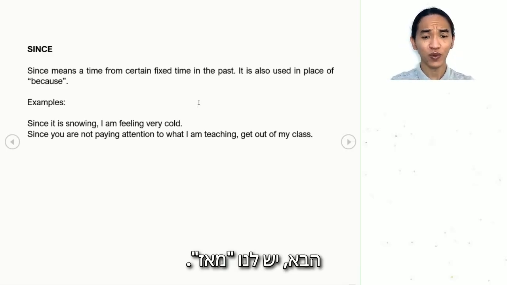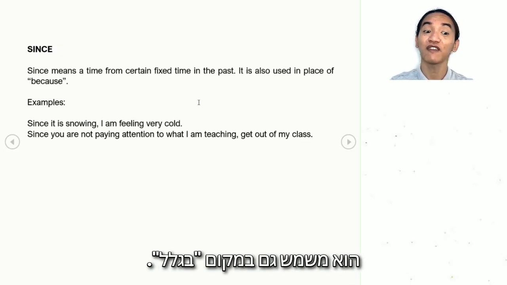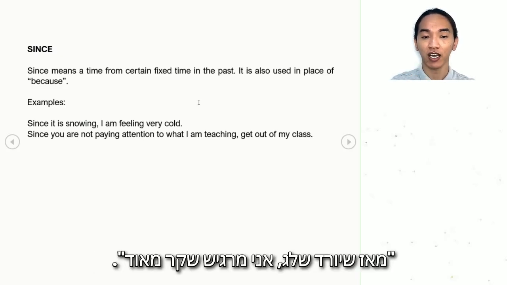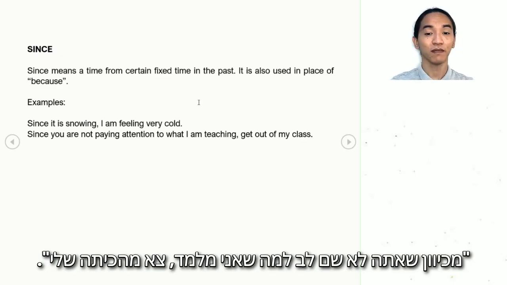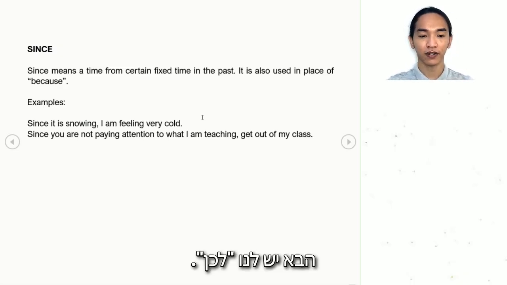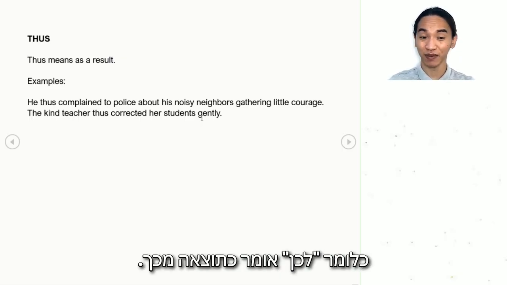Next, we have since. Since means a time from a certain fixed time in the past. It is also used in place of because. Okay, in this case, normally since we use it for because. Since it is snowing, I'm feeling very cold. Since you are not paying attention to what I am teaching, get out of my class. Okay, because. Next, we have thus. Thus means as a result.